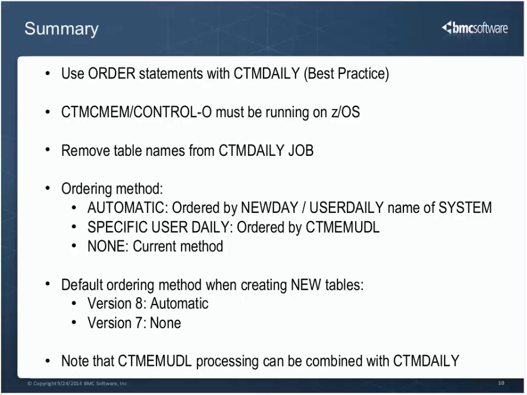And then, just a reminder about the 3 ordering methods. Automatic means the table will be ordered by Newday. Specific user daily means it will be ordered by the new utility CTMEMUDL. And just remember that ordering a user daily name of system ends up being the same as automatic. And last, there's the none parameter, which means you'll just carry on using your current method of ordering these tables.